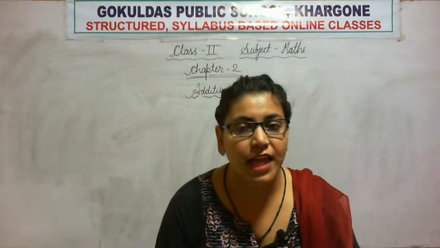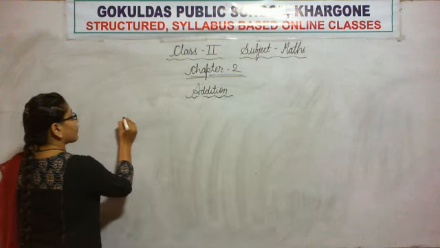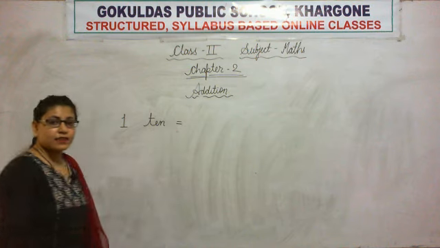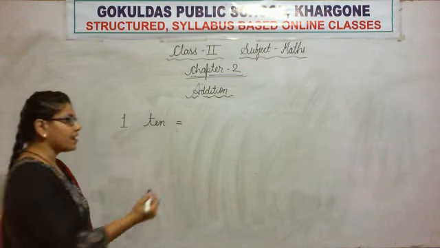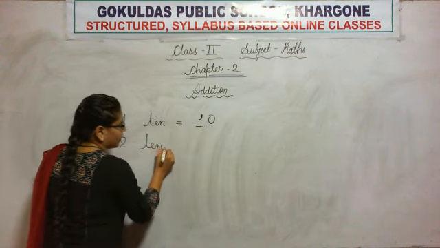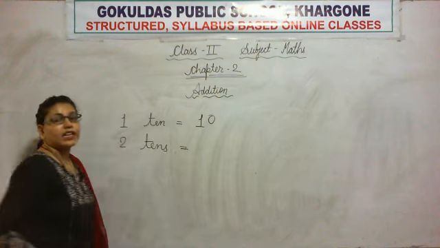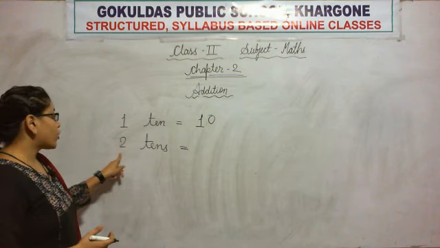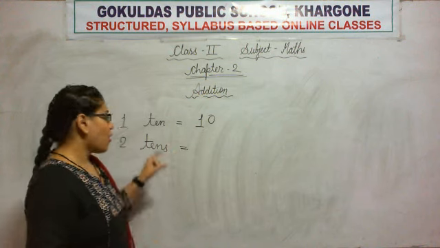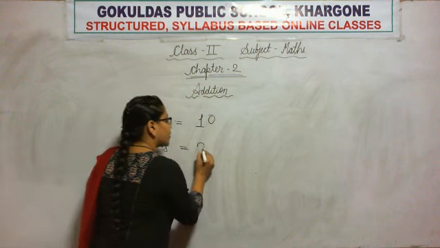Now, let me ask you some simple questions. 1 ten means 10. Very good. 2 tens. I know you all know this, but we are just revising. 2 tens means 10 and 10, which is 20.